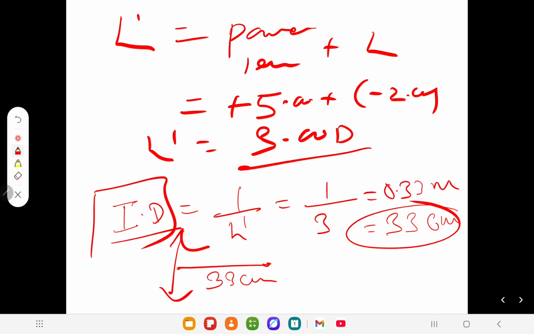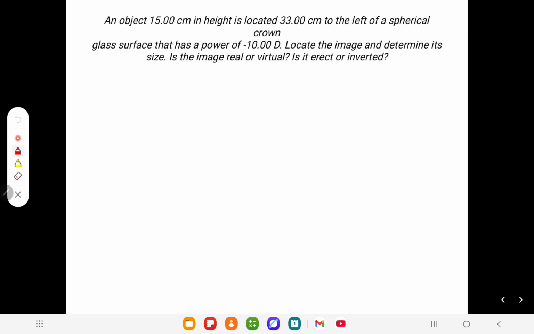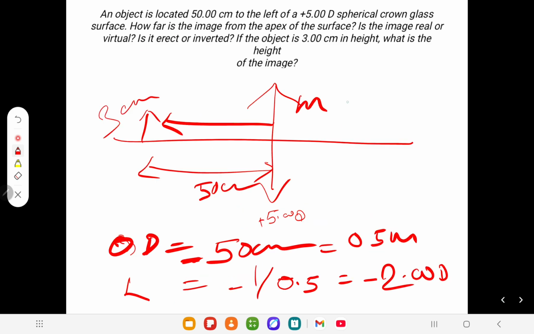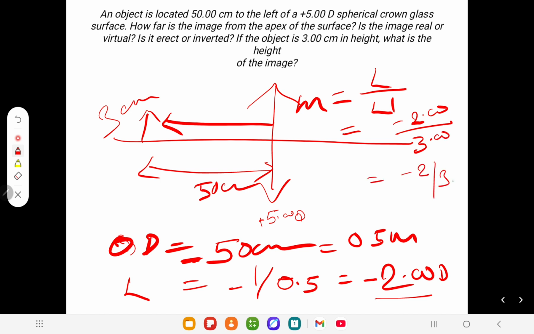Now we have many more formulas, but I want to tell you the simple formula that I always use, which is basically magnification. Magnification is always object vergence divided by image vergence, and then finished. Don't think about anything. This is it. So object vergence we know is minus 2, image vergence we know is plus 3. So what happens? Minus 2 by 3. What does that minus sign indicate?